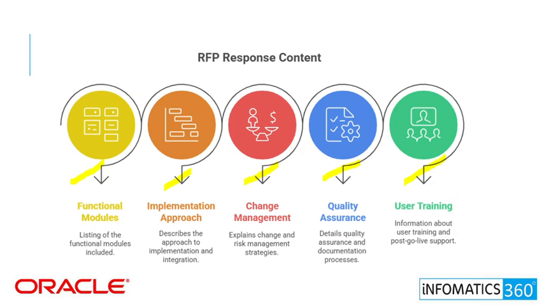Let's discuss one by one. First is functional modules. We list all the Oracle modules that will be implemented, as we discussed in the previous slide: finance, SCM, HCM, payroll, procurement, and others based on the client's requirement. This will help the client understand exactly what solutions they will be getting. The next is the implementation approach. The implementation approach explains how the project will be executed.